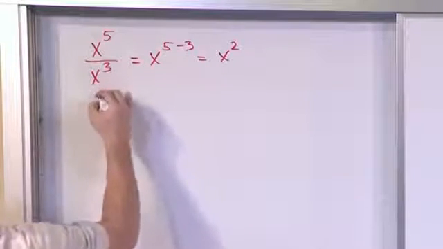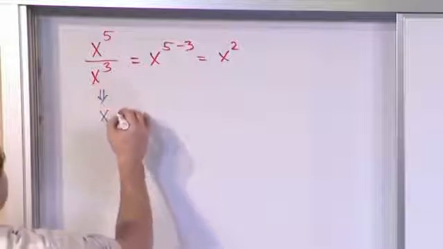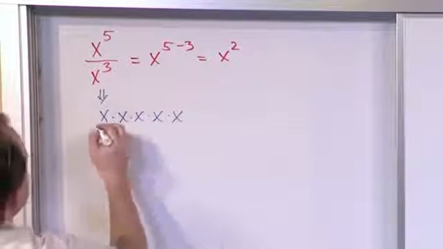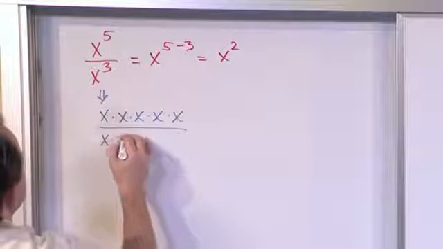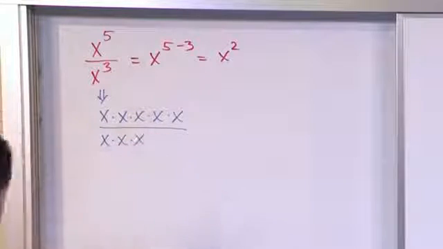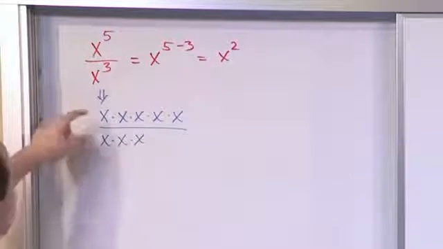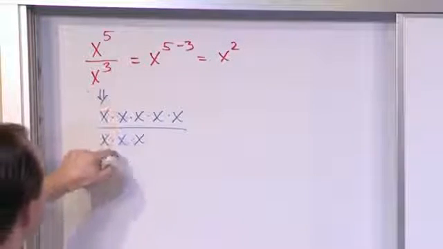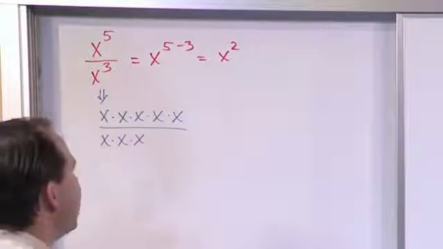On the top here, you have x to the fifth. So that's x times x times x times x times x. That's what's on the top. On the bottom, you have x times x times x. Now, what do you think is going to happen? We have commonality on the top and the bottom for this x, and also for this x, and also for this x.